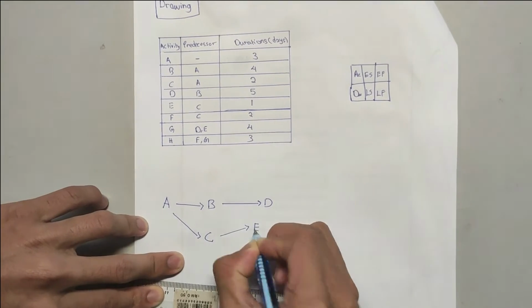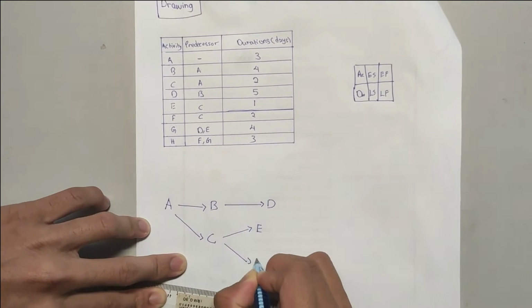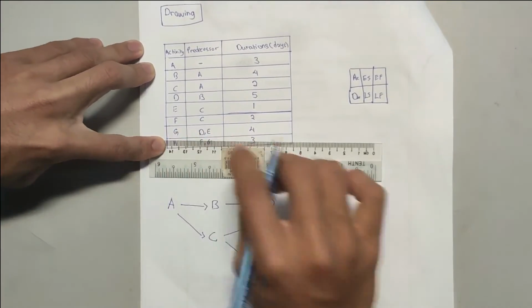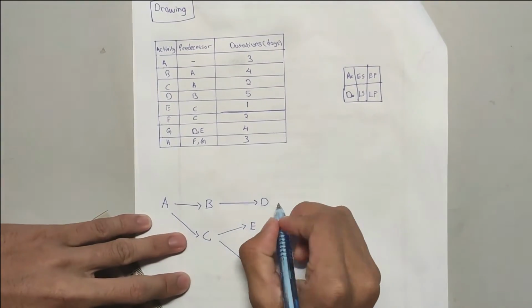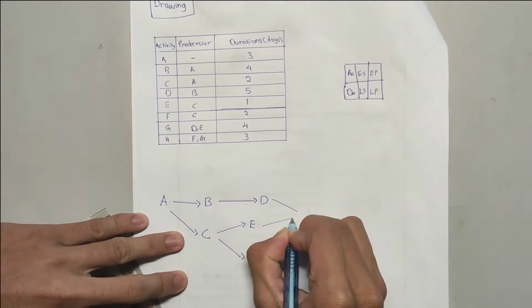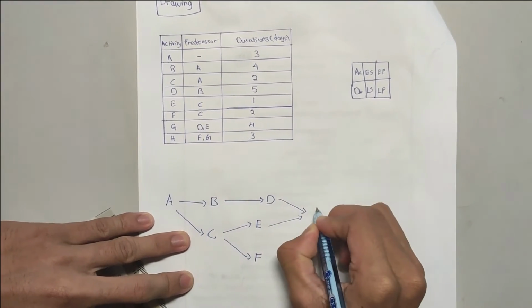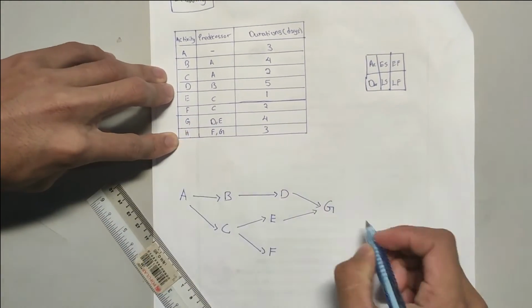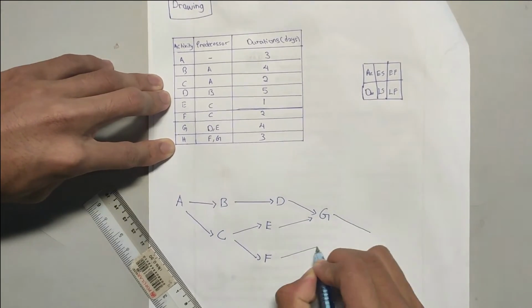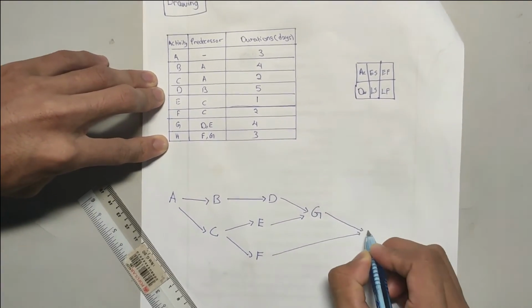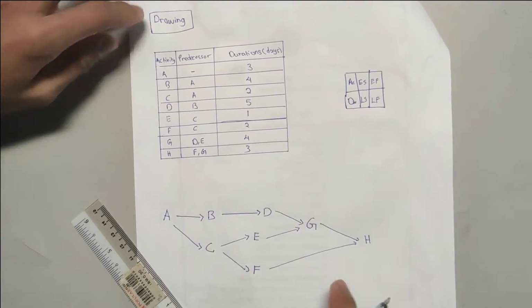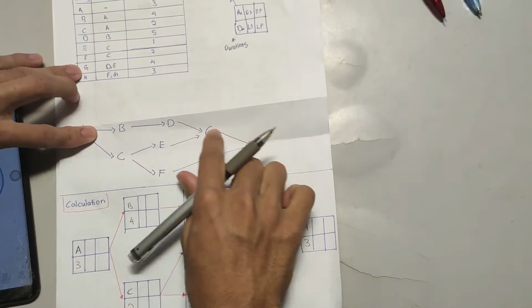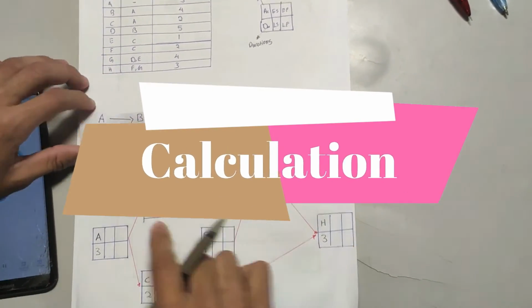Okay, now we go to D and E. You can find G from D and E. From G and F, you can find H. Okay, that's all for the drawing. After we draw the critical path diagram, we move to the calculation.